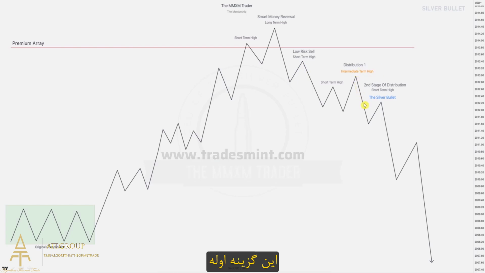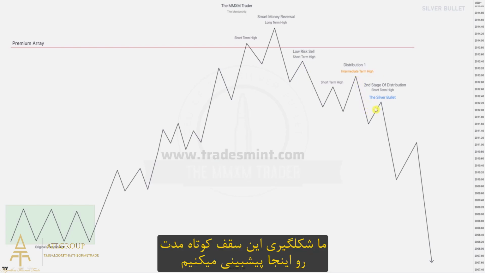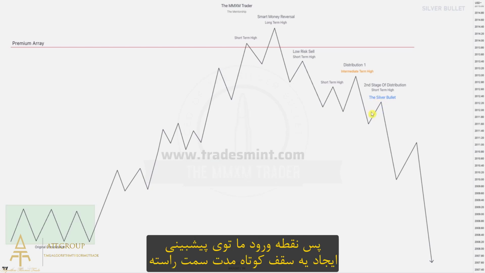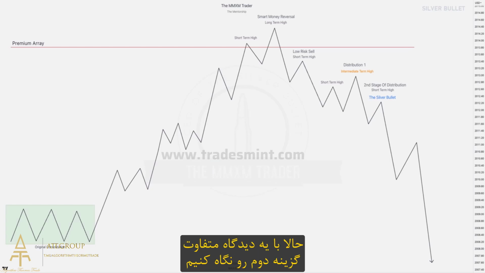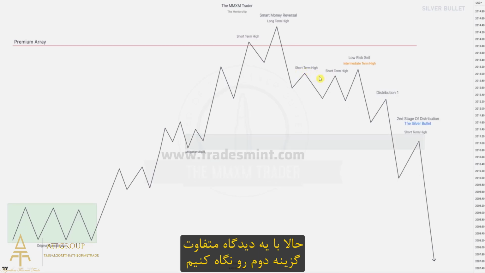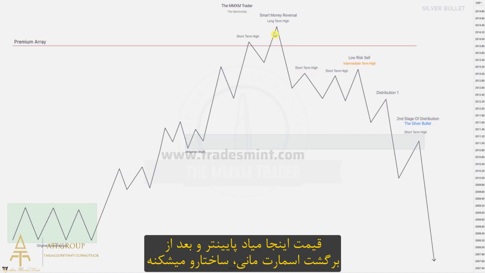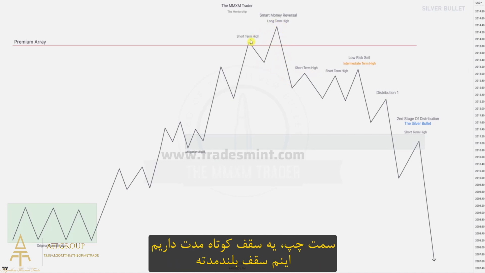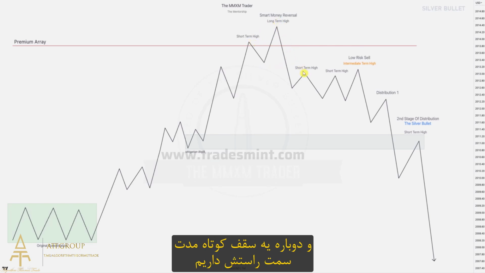And this is option number 1, right? We anticipate this short-term high forming over here. So our entry is in anticipation of that short-term high forming to the right of it, right? Looking at it from a different perspective, option number 2. Again, we drop lower, breaking structure after that smart money reversal, right? Short-term high to the left, long-term high, and then another short-term high to the right of it.